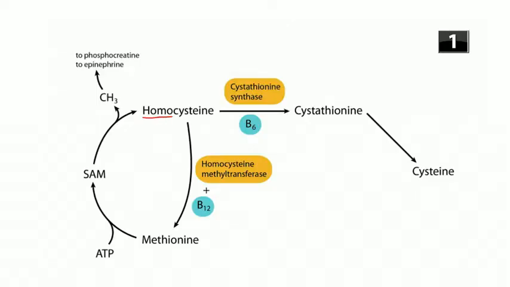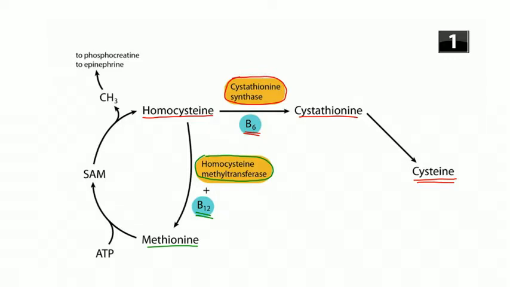So you start with homocysteine, and you can do one of 2 things with it. You can either combine it with serine to make cystathionine, and the enzyme that catalyzes this step is cystathionine synthase. And then vitamin B6 is a cofactor at this step. And then from there, you can convert that cystathionine to the amino acid cysteine. Then the second thing you can do with homocysteine is to convert it to methionine, and the enzyme here is homocysteine methyltransferase. And this enzyme requires vitamin B12 as a cofactor.